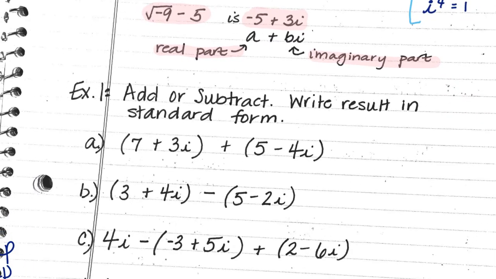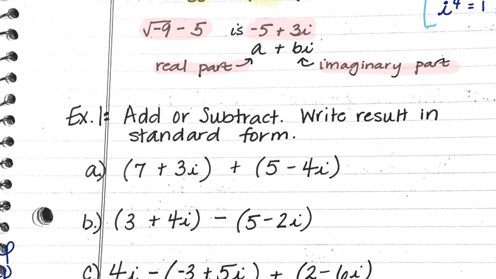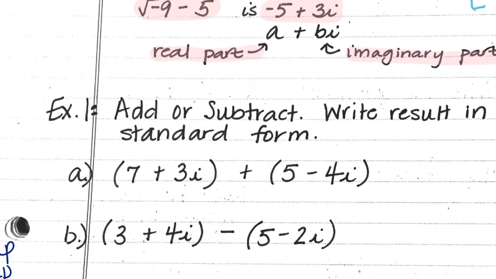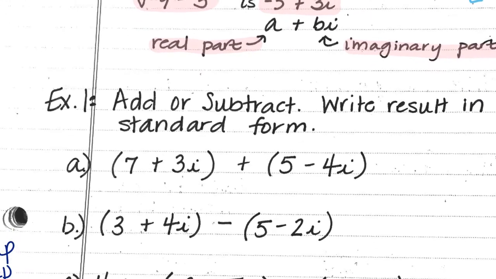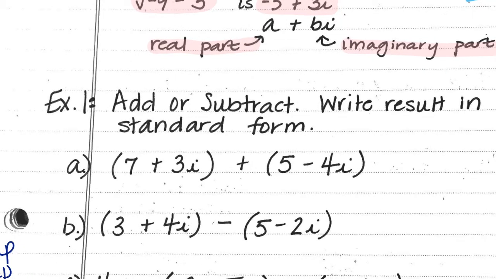Remember, when you add or subtract, we're only going to do a couple of these. You can just add and subtract like terms, just like you would in Algebra 1 with any variable. So in this case, for A, I would just add 7 and 5, which is 12, and I would add positive 3i and negative 4i, which is -i.